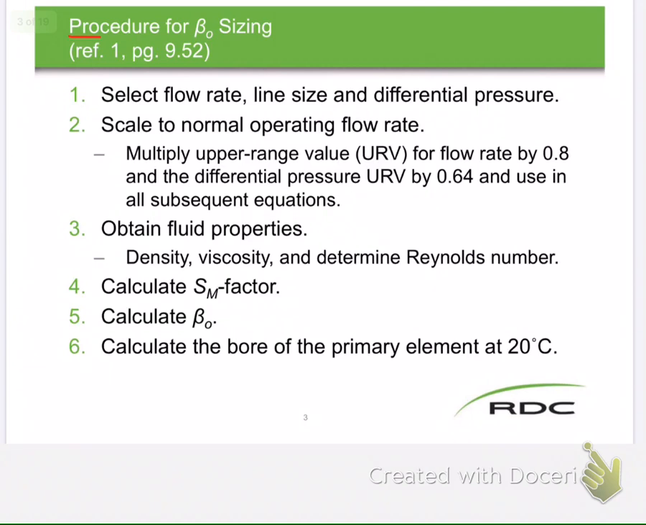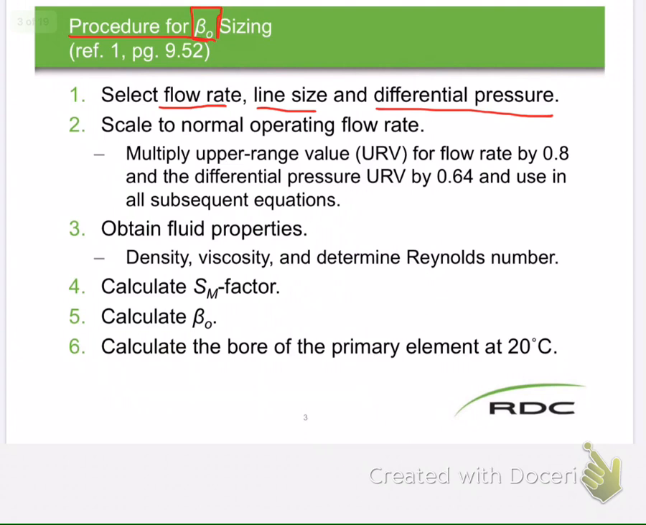talking about the procedure for sizing for this beta naught, the first calculation of beta. So the procedure to do that is, first off, we need to know the flow rate we're going to expect, the line size, and our differential pressure. So we need to know those conditions of our process, and then from those conditions, we can figure out the flow rate that we're going to use for sizing.